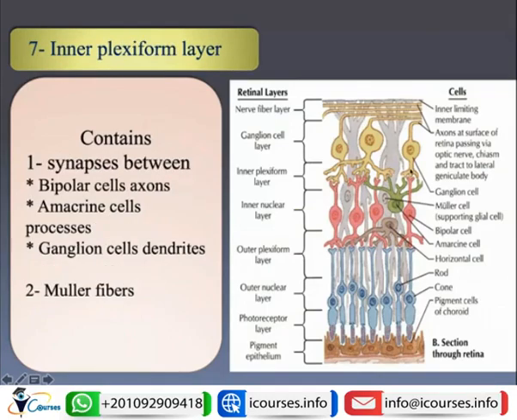Then we have the inner plexiform layer, which contains synapses between the bipolar cells, the red one, the amacrine cell, the green one, and the ganglion cell dendrites, the yellowish one. And also the Muller cell fibers are present in the inner plexiform layer. So again, it joins together the bipolar, the ganglion cell, and the amacrine cells, and the presence also of Muller fibers.